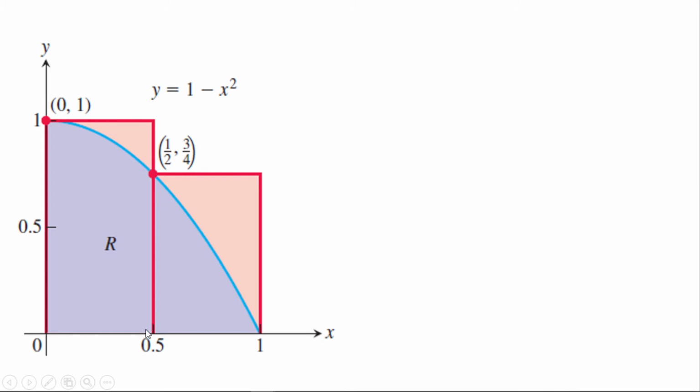How did we come up to that value? The 0.75 is from this function y equals 1 minus x squared. Having a value of 0.5, substituting it here, we have 1 minus 0.5 squared, which is 0.25. 1 minus 0.25 is equal to 3/4.